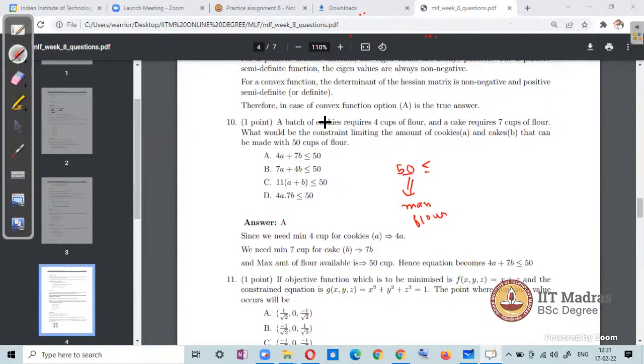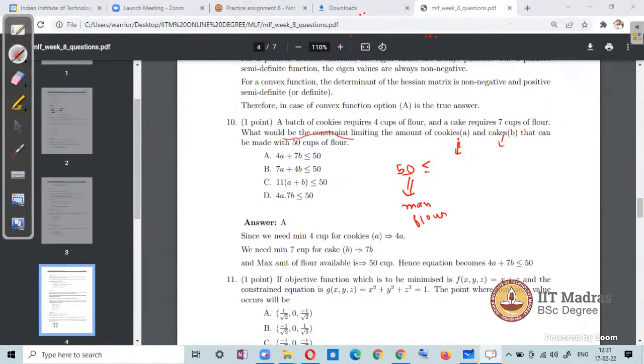What the issue is here is that we have to maximize the amount of cookies and cakes, and find the constraint limiting them. So we have to limit the number of cookies and the number of cakes. Are you able to get the point here?